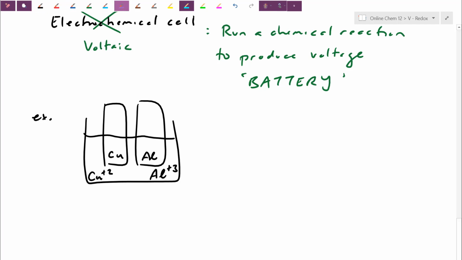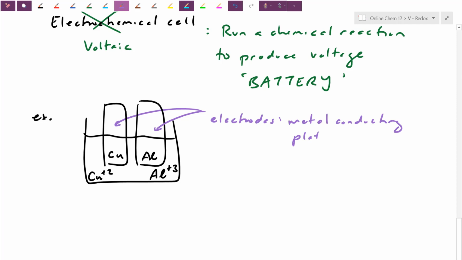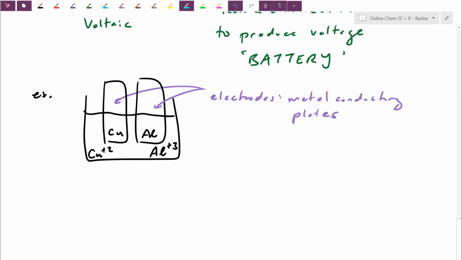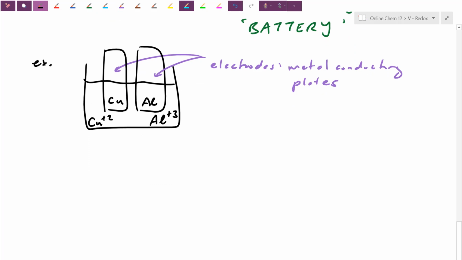Just some terminology for us. These two are going to be metals. These metal conducting plates are in general referred to as electrodes. Electrodes are metal conducting plates, so metals that can temporarily hang on to your electrons. Whoever wants to lose electrons, whoever wants to gain electrons here, the electrons are going to be deposited on these electrodes. Okay. So this is what I have so far. The question is, I want you to state the spontaneous reaction. What actually happens when you do this?